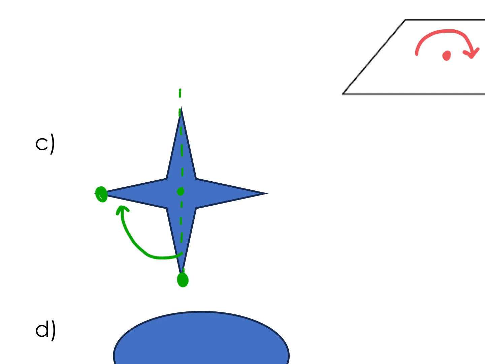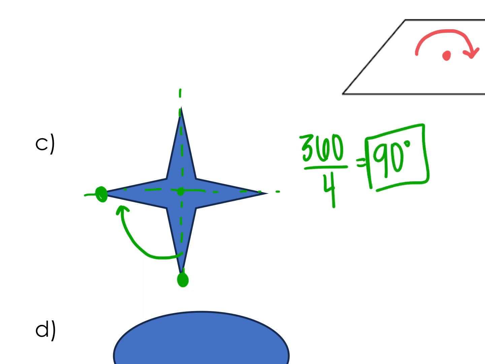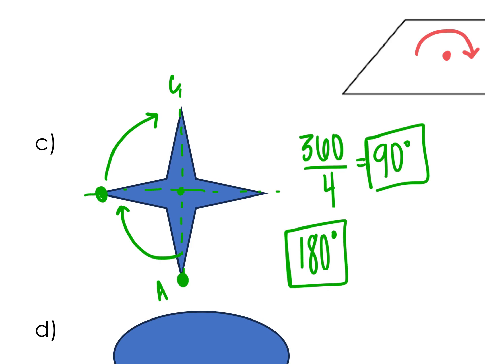If a full rotation is 360 degrees, we're going to take that 360, divide it by 4, and get 90 degrees. So a 90-degree rotation will map the figure onto itself. Keep going from there. If we started at this original point, we'll call it point A, and wanted to get to C, that's two 90s put together, so a rotation of 180 degrees will also map the figure onto itself.